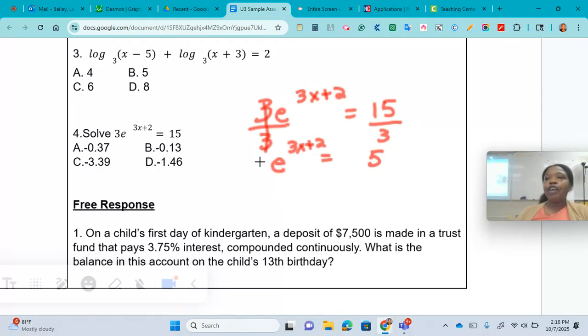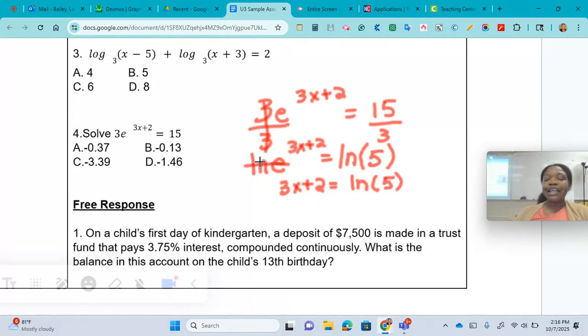Now we need to get rid of what is further from the x on the same side of the equal sign, the e. What gets rid of the e? What is the opposite of e? What's that called? Natural log. What I do to one side, I gotta do to the other side. The natural log gets rid of the e, and now I have the natural log of 5 here. So now I have 3x plus 2 equals the natural log of 5.